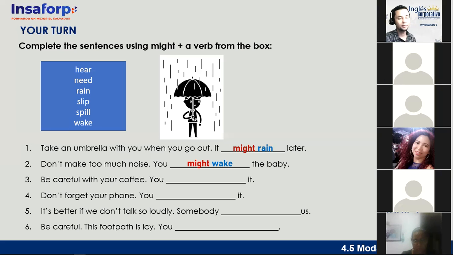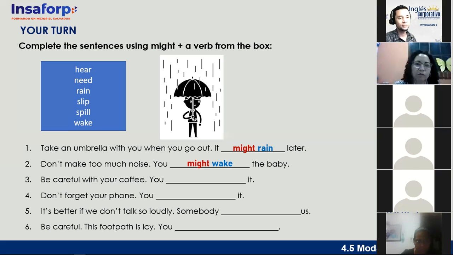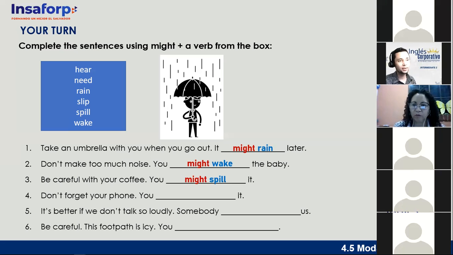Number three, be careful with your coffee. You might spill it. Be careful with your coffee. You might spill it. Correct. Very good. Very nice. You might spill it. Thank you, Josue. Number four, volunteer, please. Maria Ayala.